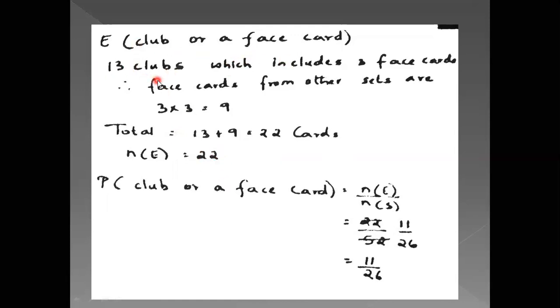So 13 clubs, 3 face cards are already included. The 3 from the other sets becomes 3 threes are 9. So 13 plus 9 is 22 cards. So this is the number of events. So probability of club or a face card is number of events upon number of sample space, that is 22 upon 52. And when you cancel it with 2, 2 twos are 4, 2 ones are 2, it becomes 11 upon 26. So 11 upon 26 is the answer.